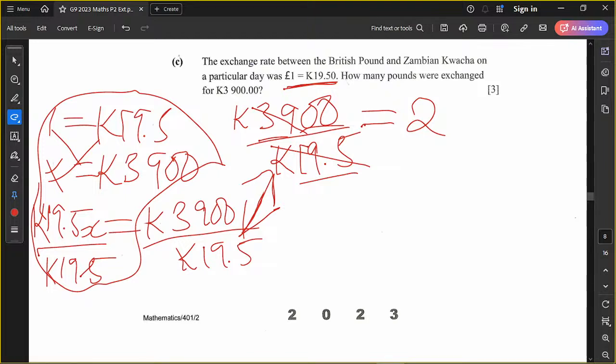Have we used the 2 zeros? No, so we put the 2 zeros to the quotient we found, which is 2. Oh wait, not kwacha, but pounds. So it's going to be 200 pounds as an answer. Sorry if I got confused in any way, if I made you confused.